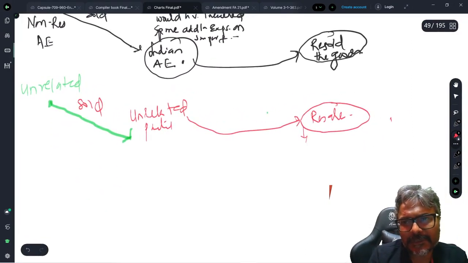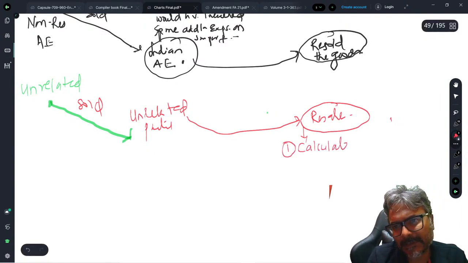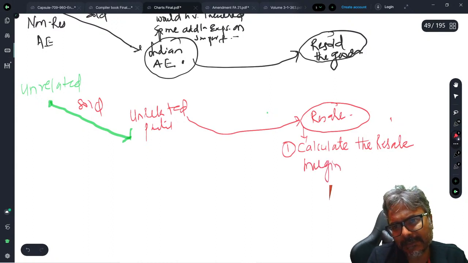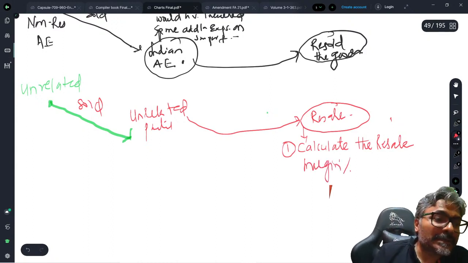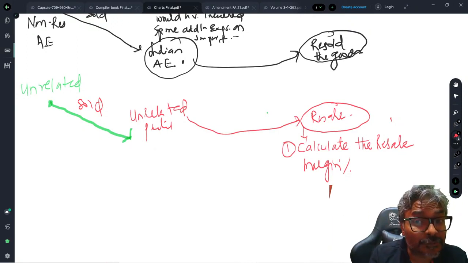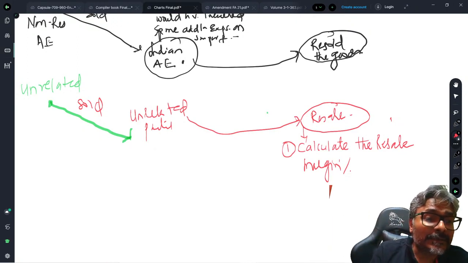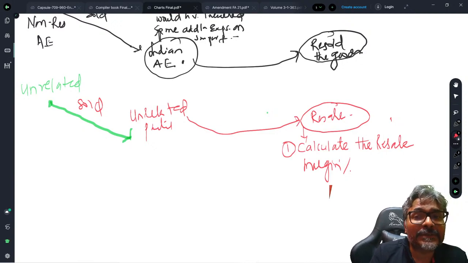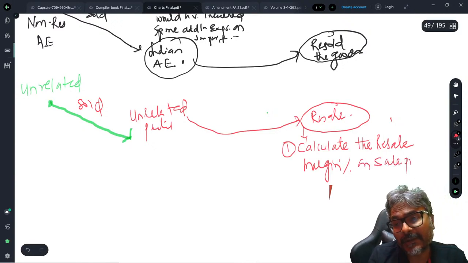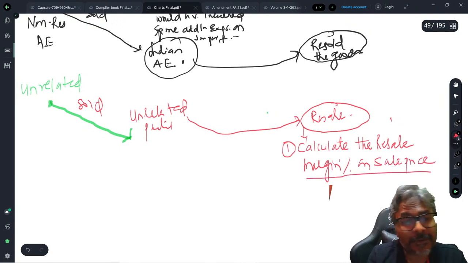The first step, students, that you all have to do is to calculate the resale margin. Calculate the resale margin, students. So that's the first step that you all have to do. Calculate the resale margin percentage. Many students are asking, sir, how do we calculate the resale margin percentage? Simple. And you have to be careful: this resale margin percentage has to be on the selling price, and not on the cost.